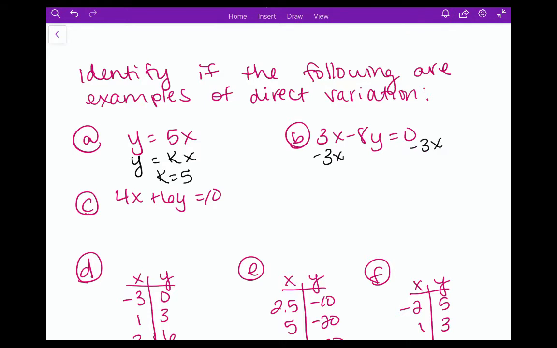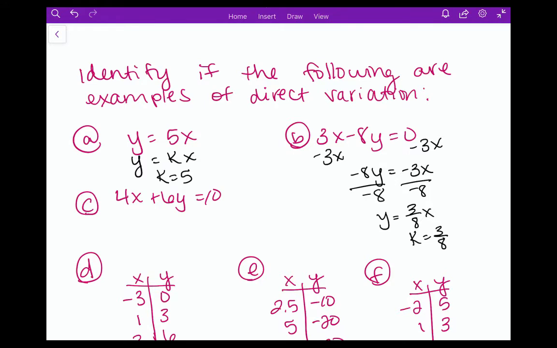So minus 3x on both sides: negative 8y equals negative 3x, because 0 minus 3x is negative 3x. Divide by negative 8. So y equals, a negative divided by a negative is a positive, so that would be positive 3/8 x. Well, that looks like y equals kx to me, and k is 3/8.